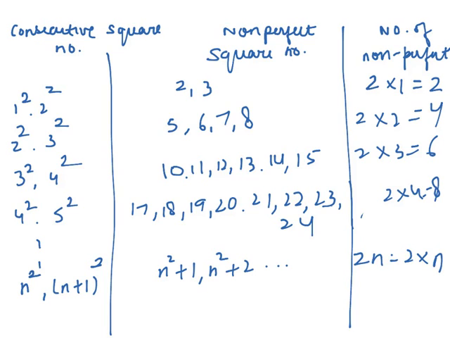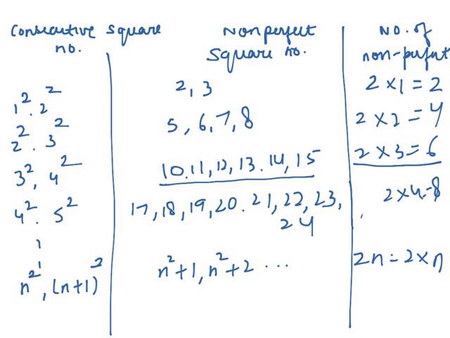This is the table that we can make. We have the two consecutive numbers 1 square and 2 square, 2 square and 3 square, which I already took. Here we can have 3 square and 4 square, 4 square and 5 square, and so on. The number of non-perfect squares we can derive by using the formula 2n. If n is 3, the number of non-perfect squares should be 6. These are the 6 non-perfect squares between these two consecutive numbers.